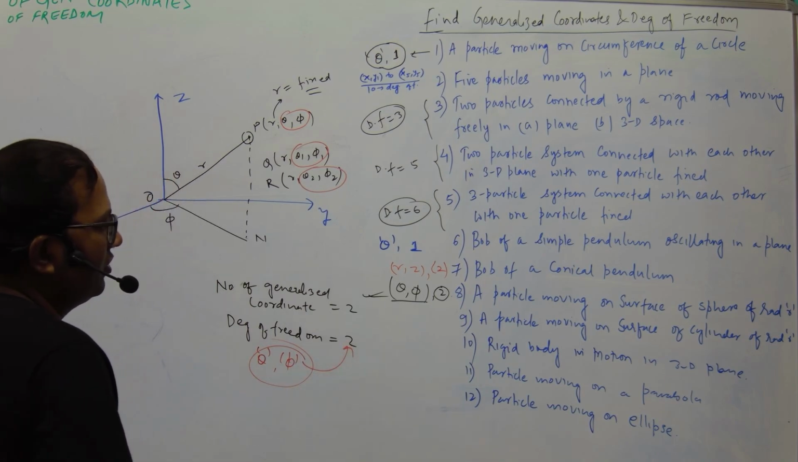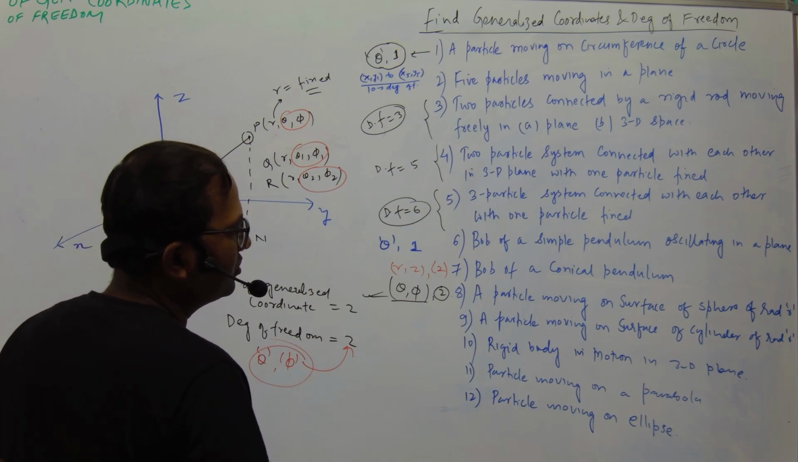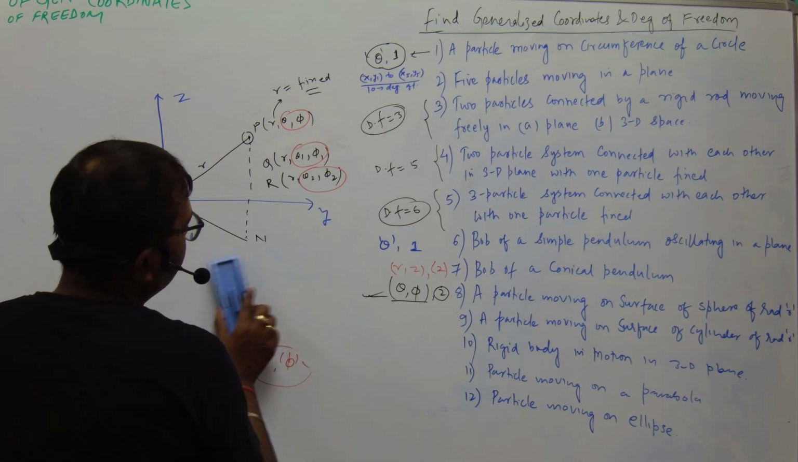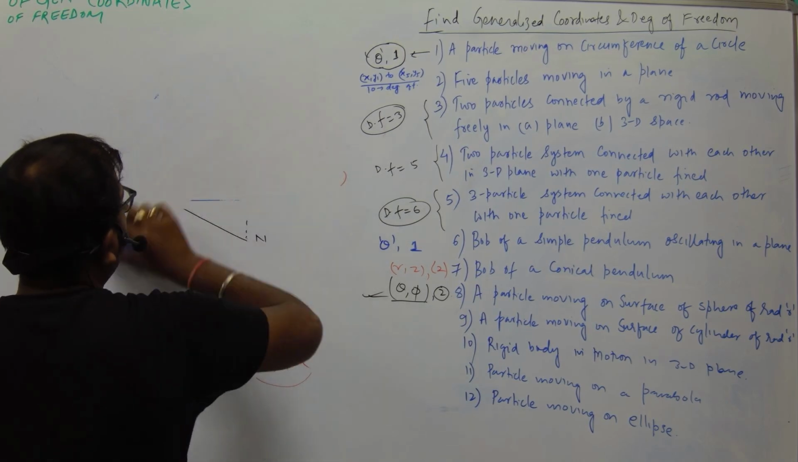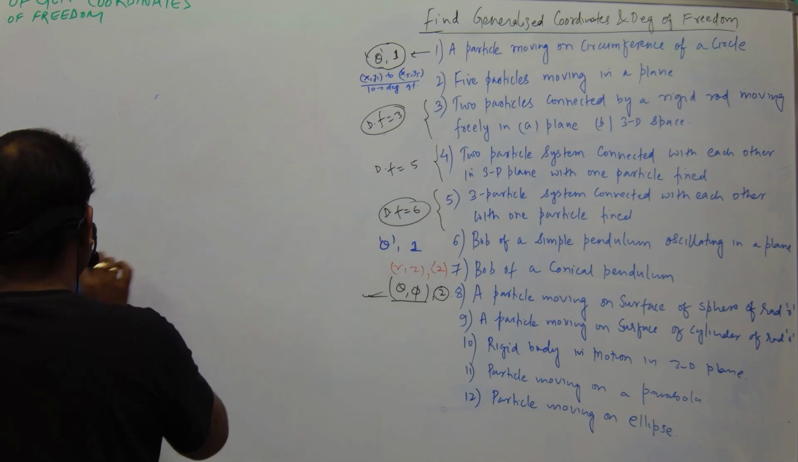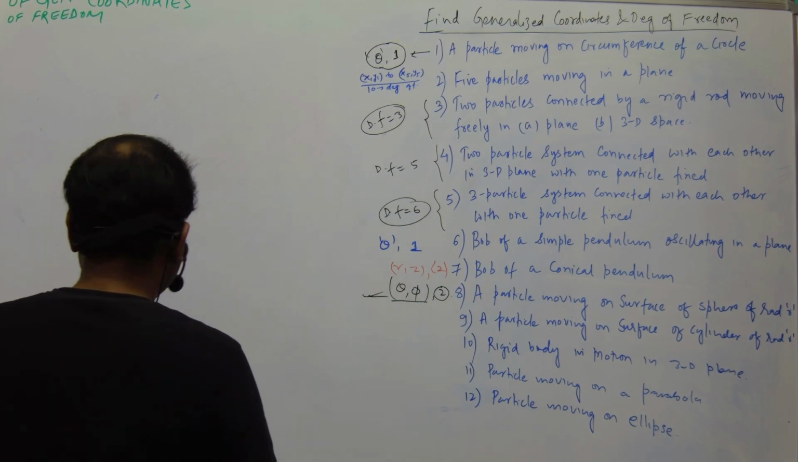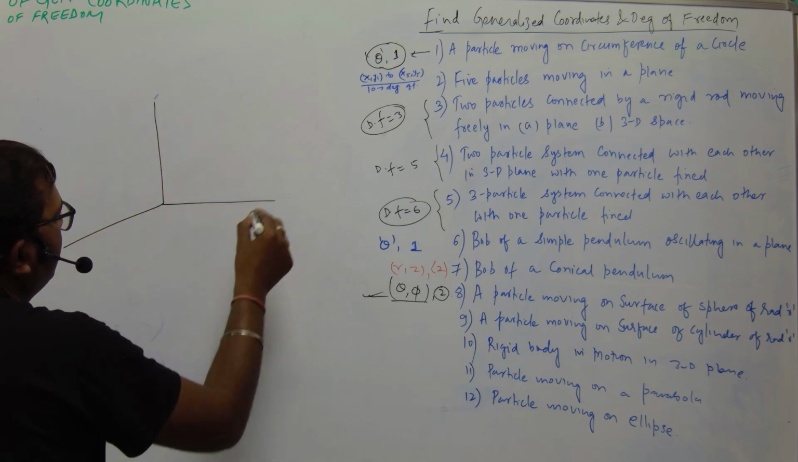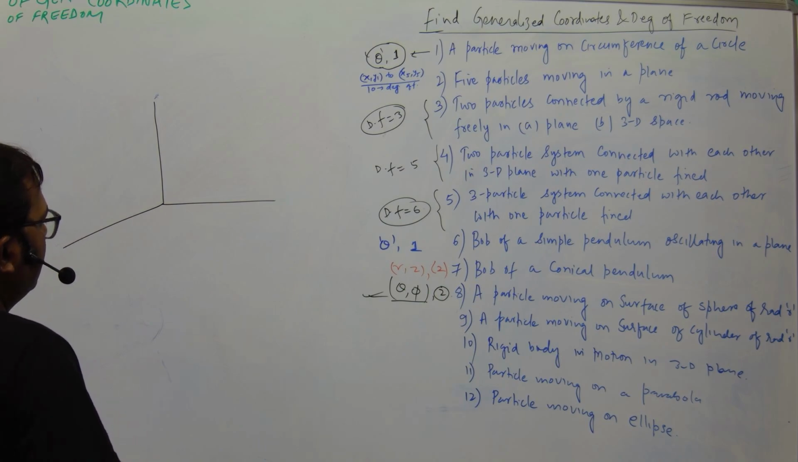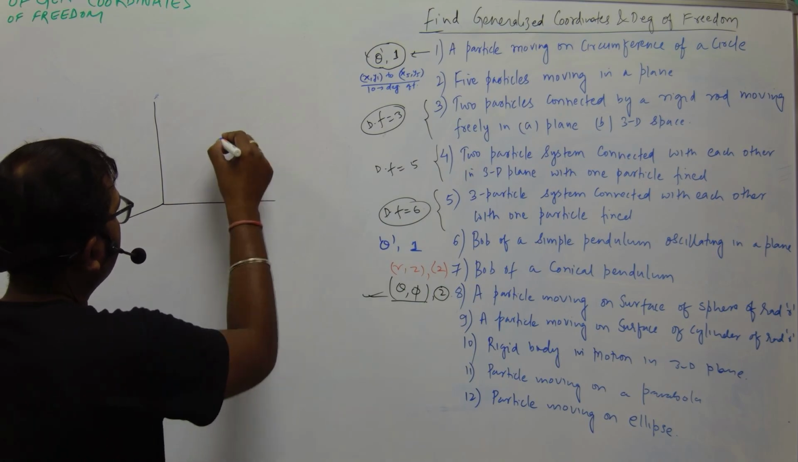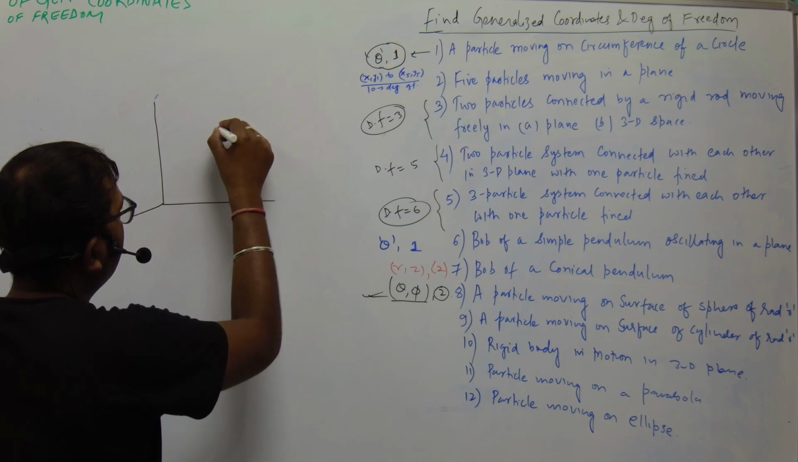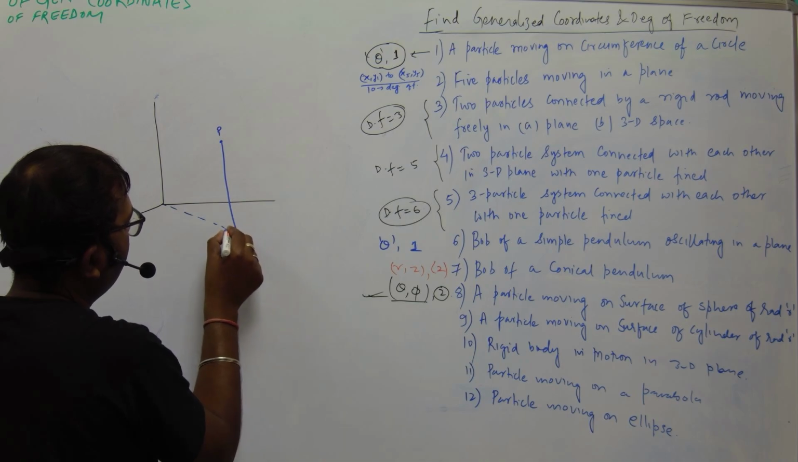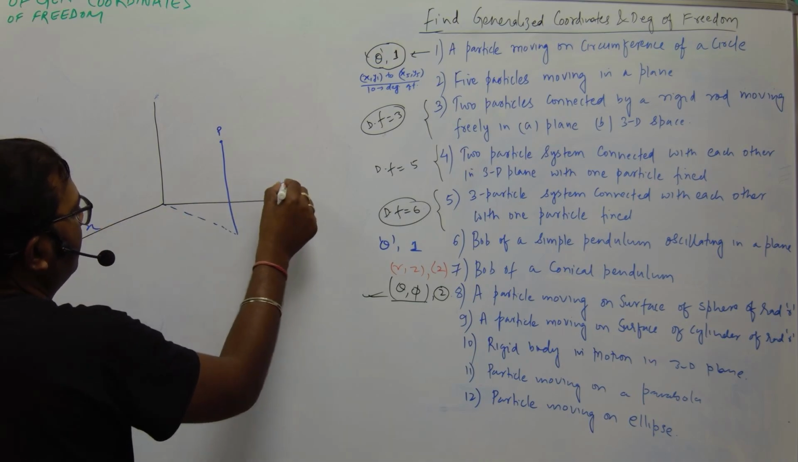Now let us discuss question number 9. A particle moving on the surface of a cylinder of radius r. Let us go back to the cylindrical coordinate system. Let us take our axes like this. How can we represent a point in the cylindrical coordinate system? Let us take a point P and drop the perpendicular on the xy plane. This is our x and this is our y.